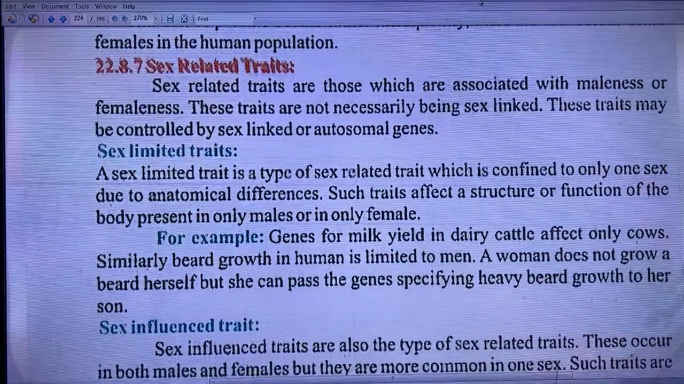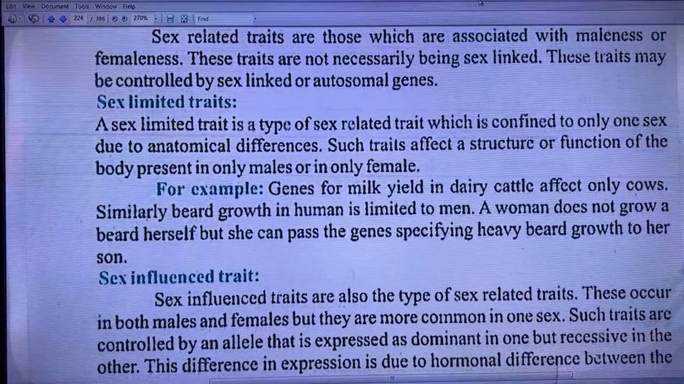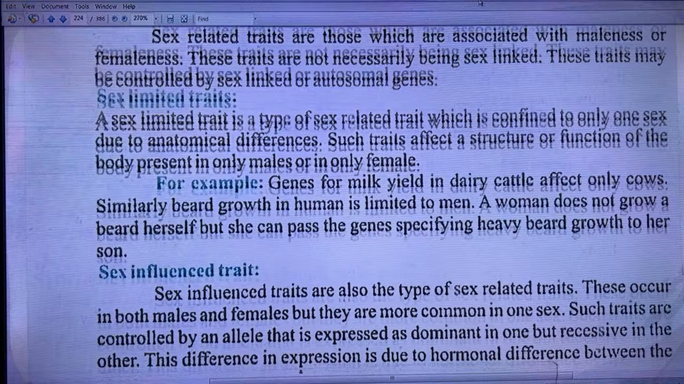Sex-related traits. Sex-related traits are those which are associated with maleness or femaleness. These traits are not necessarily sex-linked. They may be controlled by sex-linked or autosomal genes.